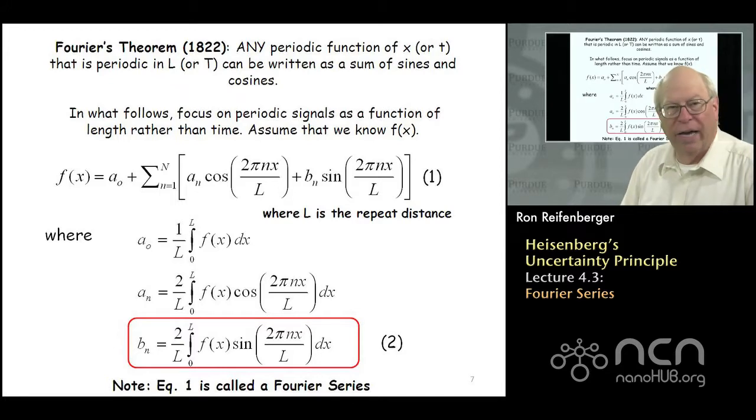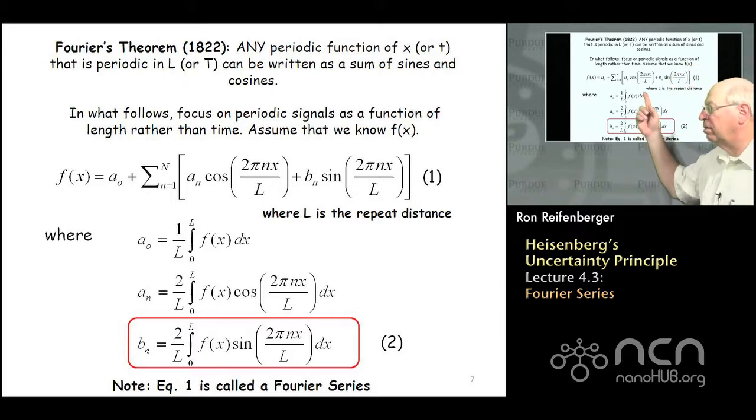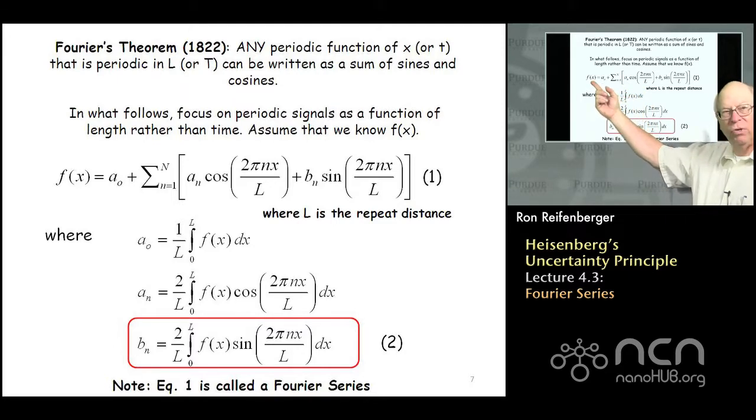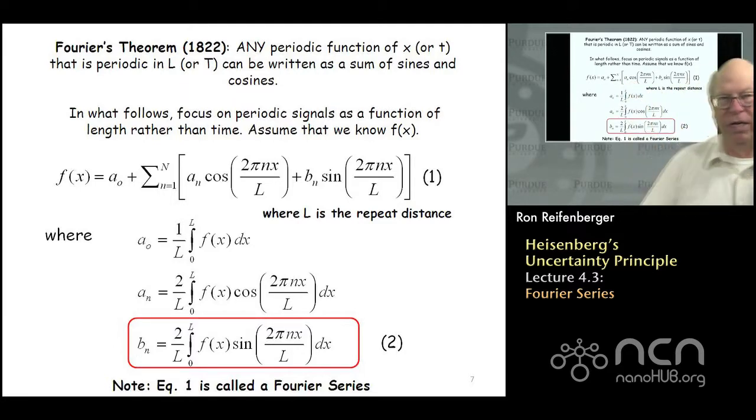So Fourier's theorem goes back to 1822. It's almost 200 years old by now, so it's very well understood. And what it basically says is that any periodic function of position or time that has a well-defined periodicity, either capital L or capital T, can be written as a sum of sines and cosines. And the Fourier series of some arbitrary function f of x that repeats itself can always be represented by this equation that's written down here as equation 1.